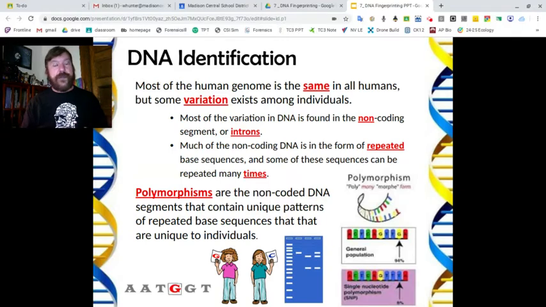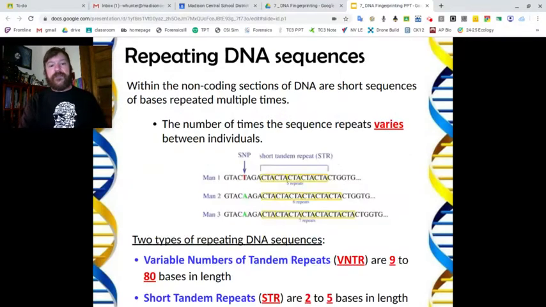A lot of times the introns will have segments that are repeated, and they can be repeated many, many times, like 15, 20, lots of times. If you see sequences like that, they can form unique patterns in different individuals. That's what we call a polymorphism. They're the non-coded DNA regions that contain patterns that are unique to individuals, and they can be used to identify a person forensically. So here you see a couple of different types of things.